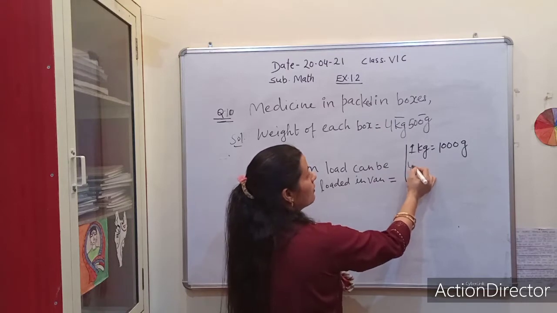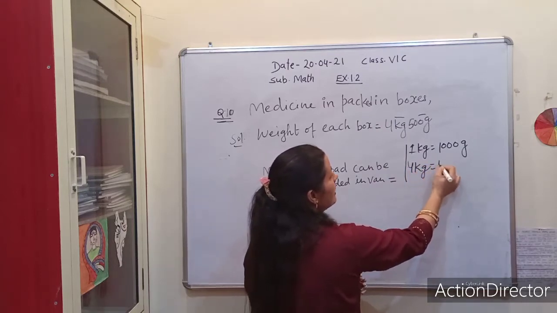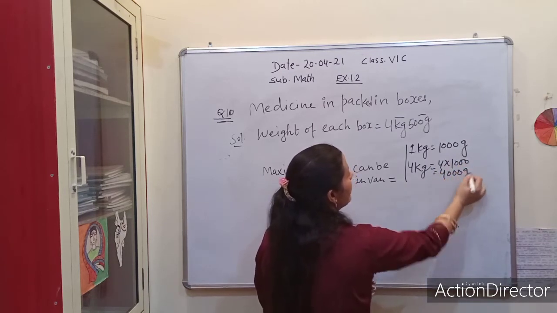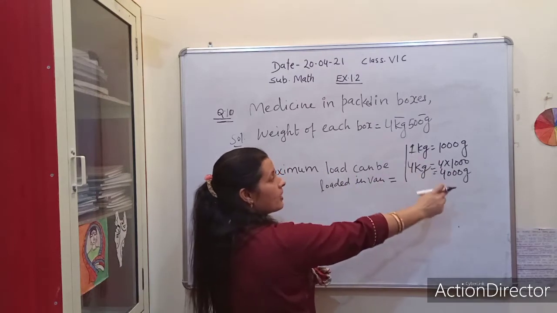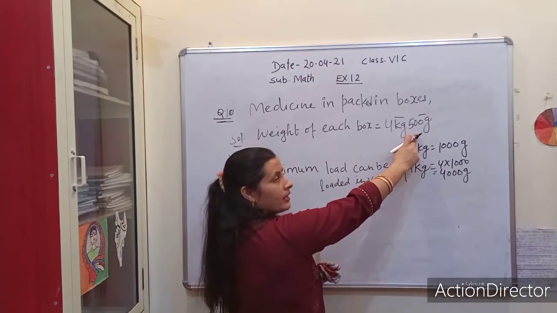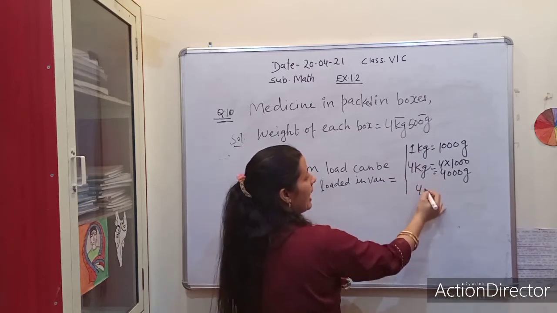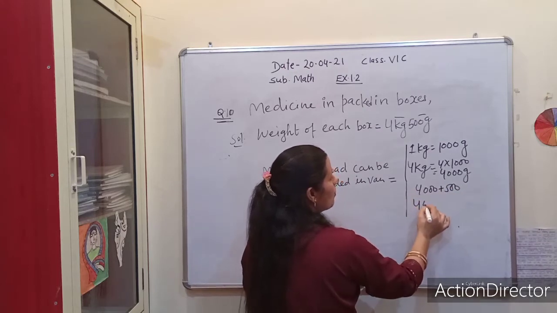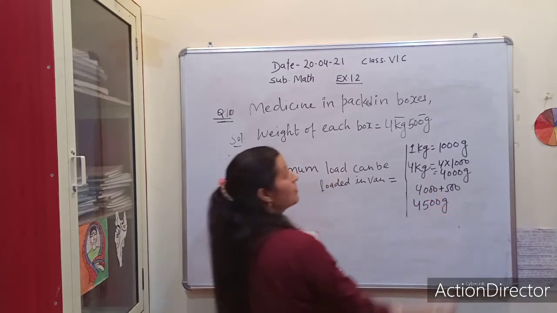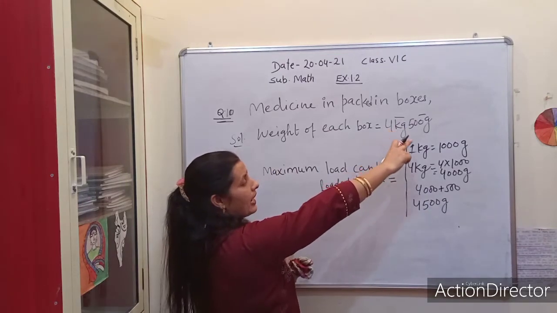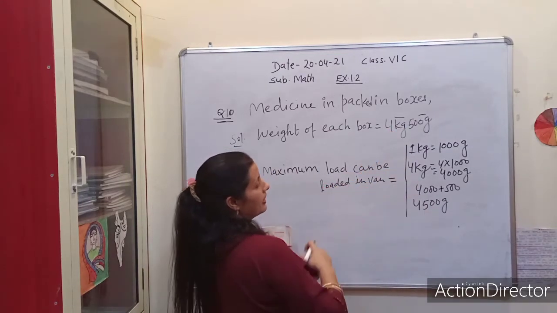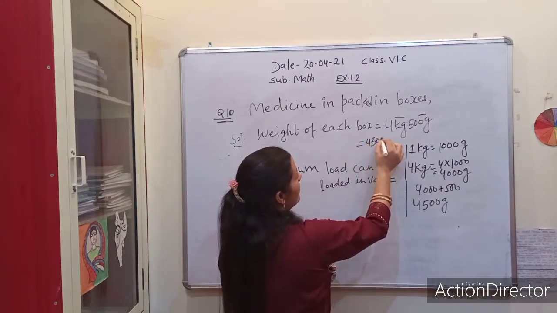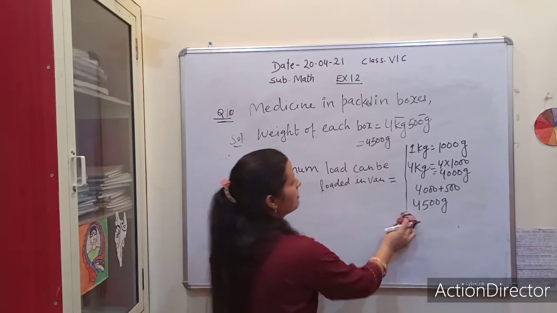So 1 kg equals 1000 gram. We need to convert 4 kg into gram. 4 kg will be 4 into 1000. It will become 4000 gram. Now 4 kg is converted into 4000 gram. We have 500 gram more. So what will we do? We will add 4000 plus 500. Then it will become 4500 gram. So instead of 4 kg 500 gram, we can write 4500 gram. Which I am writing here, 4500 gram. Understood?